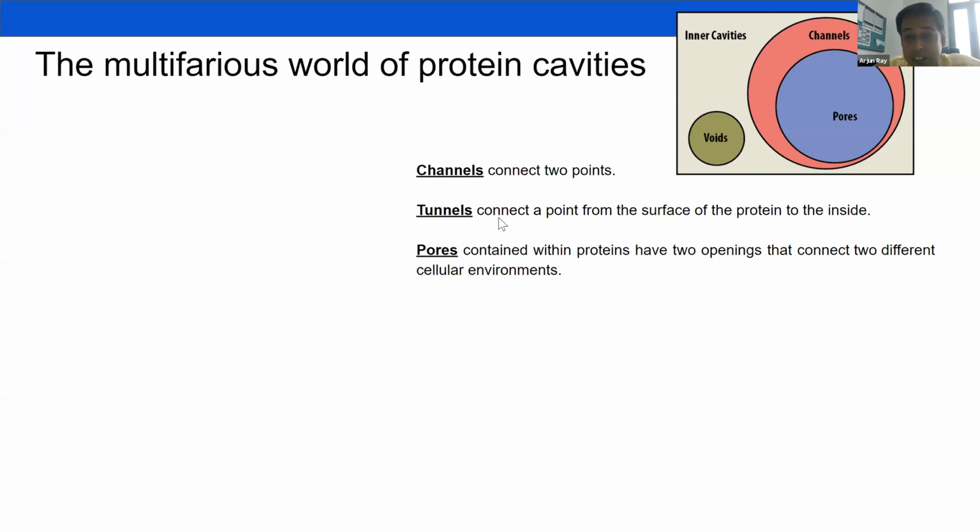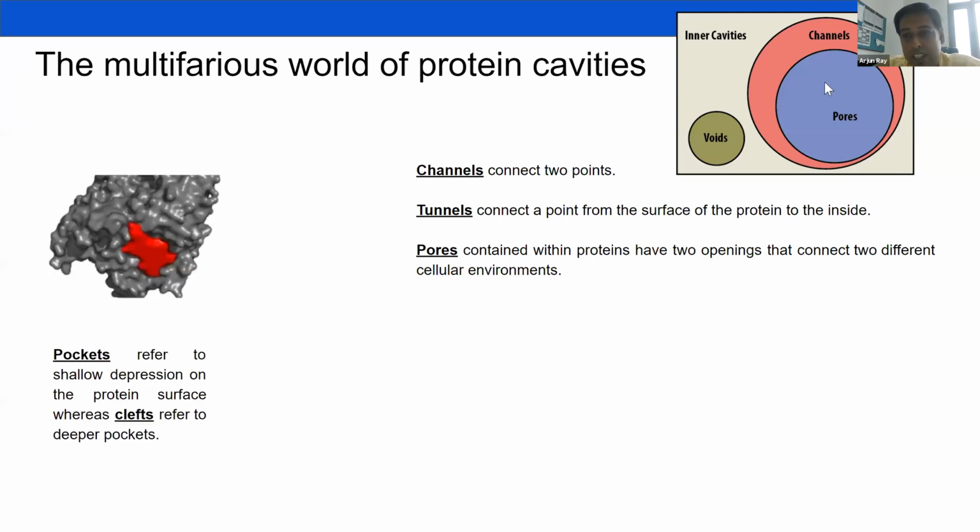It could be tunnels, and tunnels connect a point from the surface of the protein to the inside. So it's more of tunneling through the membrane in most of the cases. And then you have pores. And if I say that pores are actually a subset of channels, it's not wrong of a definition. Then another part of cavities you encounter very frequently are pockets and clefts.